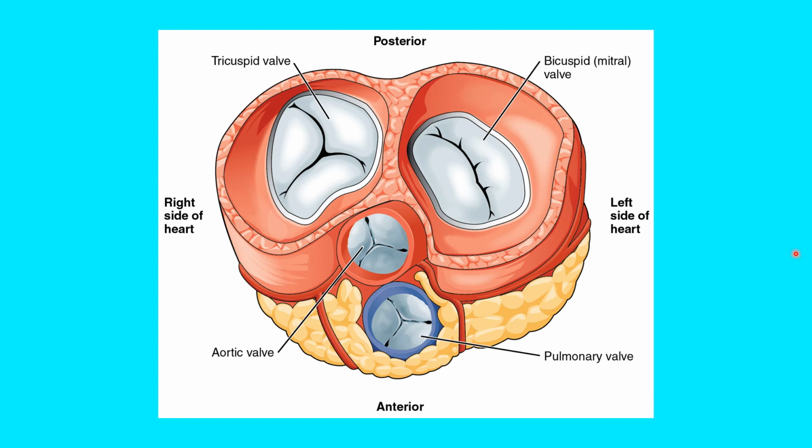And this is a really cool picture showing the valves themselves. So you've got your pulmonary valve and the aortic valve, these are semilunar valves, and then the AV valves, the tricuspid. And notice here, see how it gets its name? And then the bicuspid.